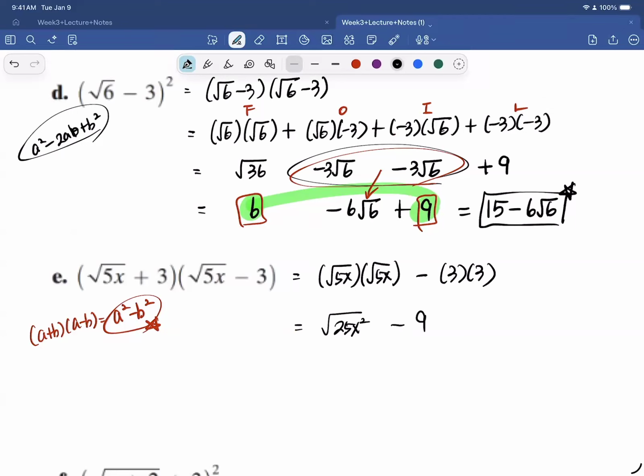So the square root of 25 is 5, and then square root of x squared is x, right? So this is the 5x, and then minus 9. Okay, so the answer is just 5x minus 9.